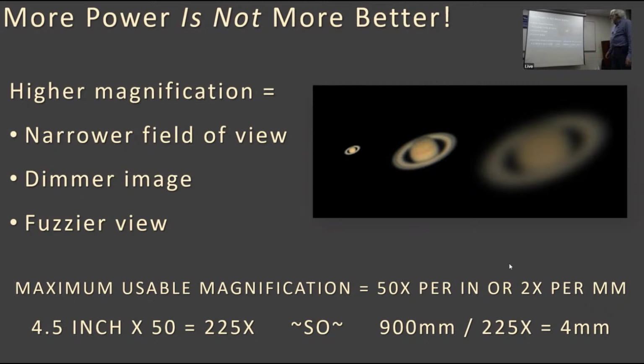So for usable power on a telescope, they usually say the rule of thumb is 50 power per inch if you go by inches, or 2 power per millimeter. So if you're looking at the little 4.5 inch, 225 power is the maximum. Probably never get there with that telescope.